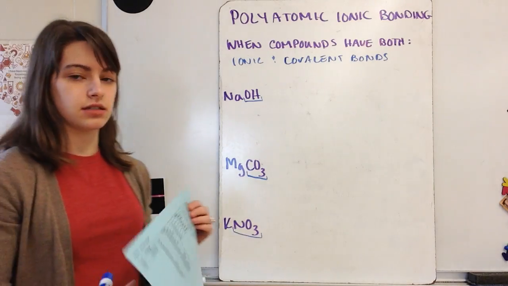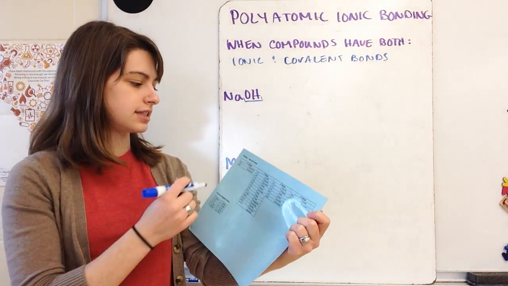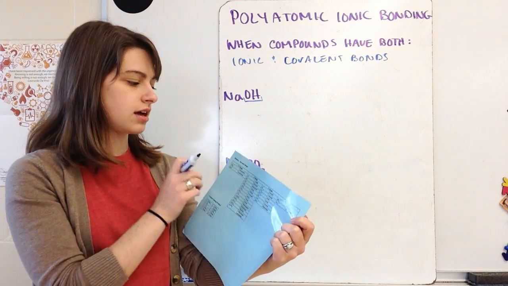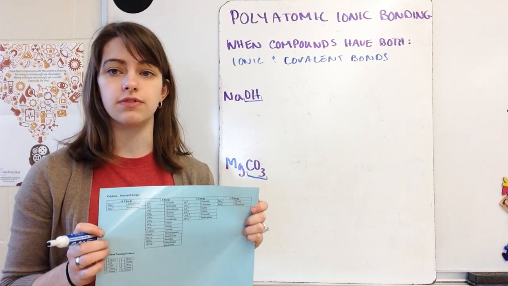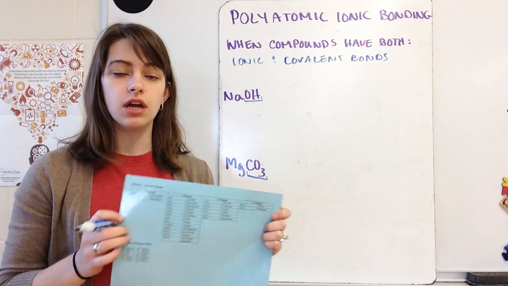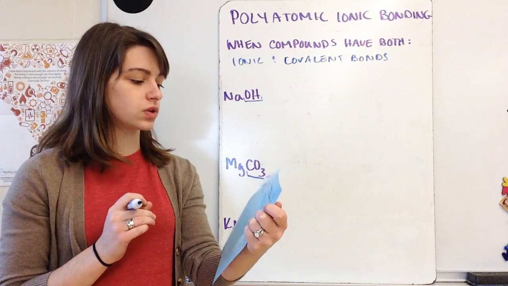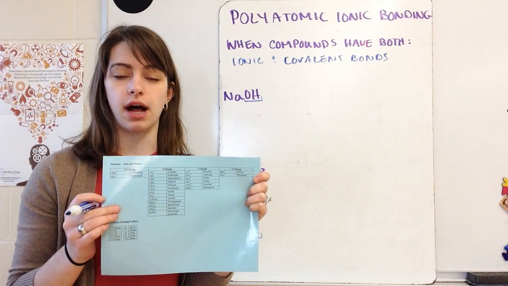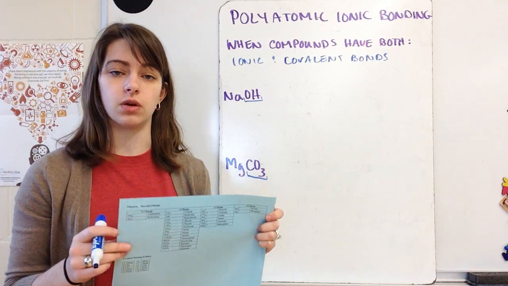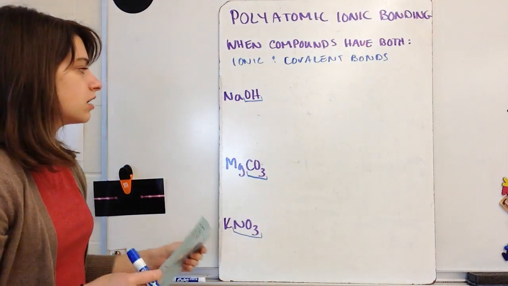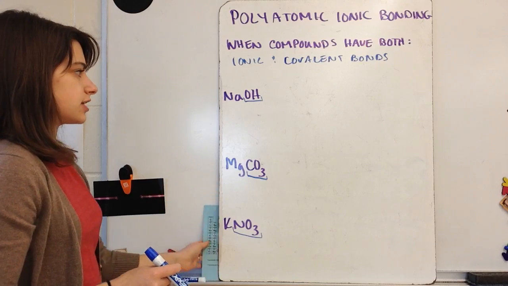To help you with this, on the back of your periodic table, there is this big list of polyatomic ions and their charges. So if you're ever not sure, if you see more than one nonmetal, you can always flip your periodic table over, look and see, does it match one of the polyatomic ions on the back? If it does, you know that this is what it's going to look like when it goes to do its bonding. So let's start with NaOH as our first example.